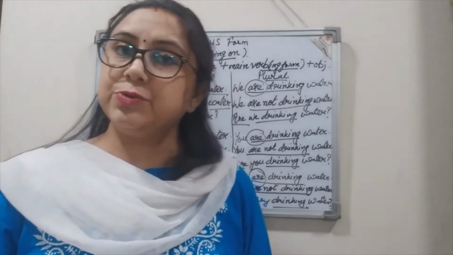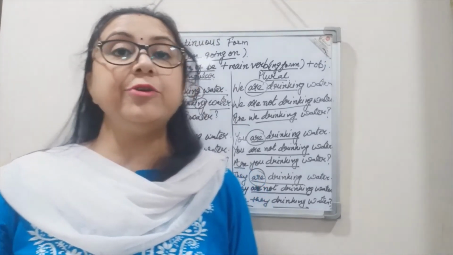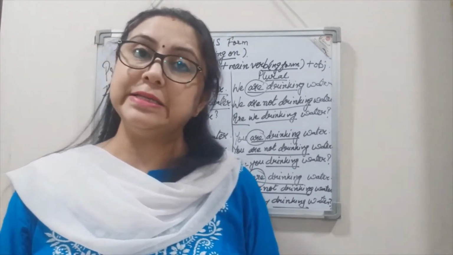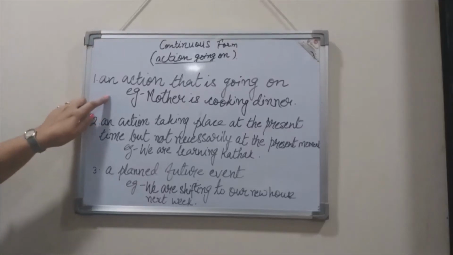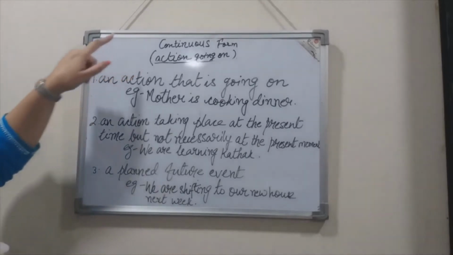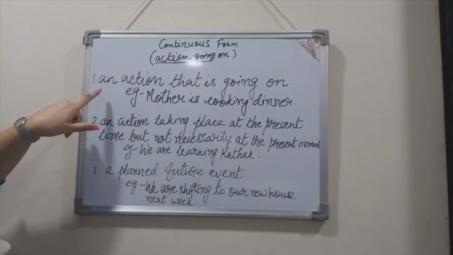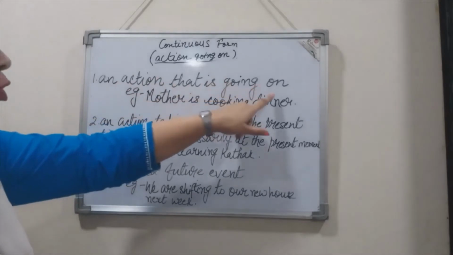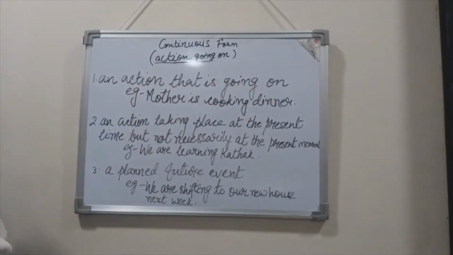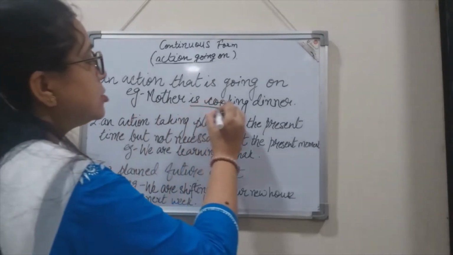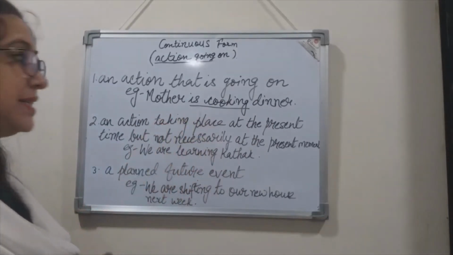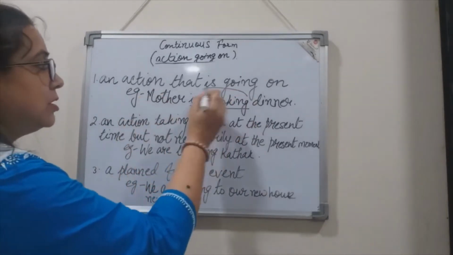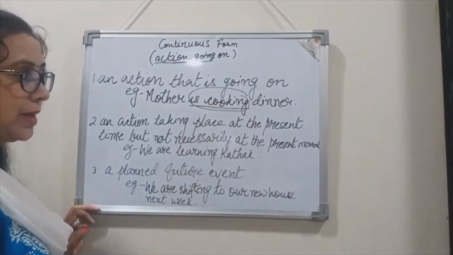Now let us proceed towards the usage. Where do we use the present continuous tense form? Talking about the usage, the first rule says present continuous tense form is used with an action that is going on. For example, mother is cooking dinner. Here the sentence indicates that the action of cooking is going on.